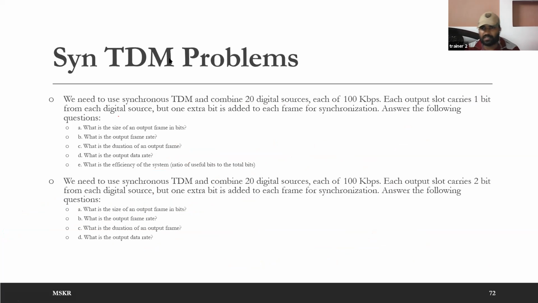One person asked me about the difference. Output data rate means how many bits are transmitted per second. Output frame rate means how many frames are transmitted per second. One frame can carry 10 bits, 100 bits, 200 bits, 300 bits. As you can see in the new question, it is different.